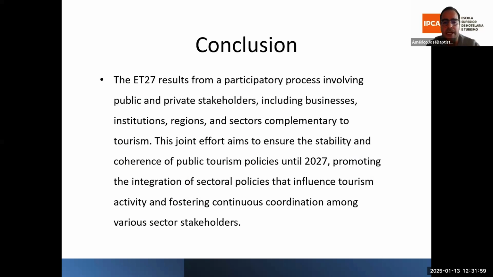Conclusion. The ET27 results from a participatory process involving public and private stakeholders, including businesses, institutions, regions, and sectors complementary to tourism. The joint effort aims to ensure the stability and coherence of public tourism policies until 2027, promoting the integration of sectoral policies that influence tourism activity and fostering continuous coordination among various sector stakeholders.